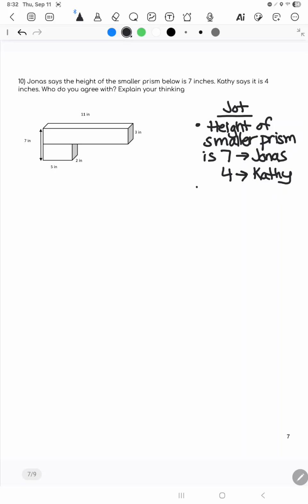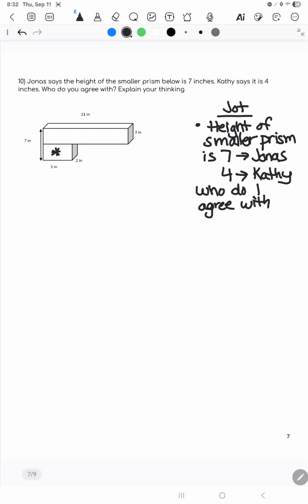And I need to see, who do I agree with? All right, reading it again for the third time. I have my jot to refer to as well, which is helpful. Jonas says the height of the smaller prism, okay, this is my smaller prism, is 7 inches. Kathy says it's 4. Who do you agree with? Explain your thinking.